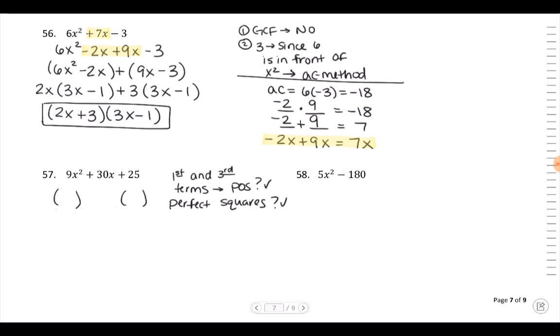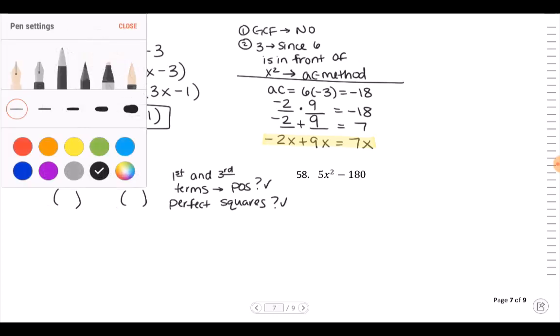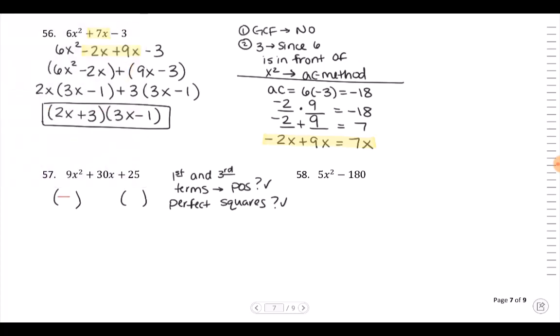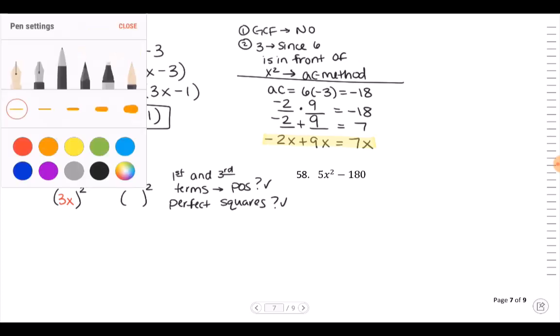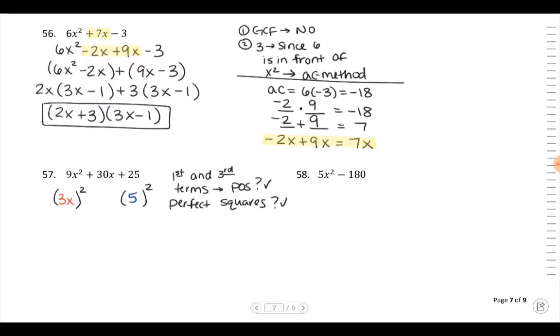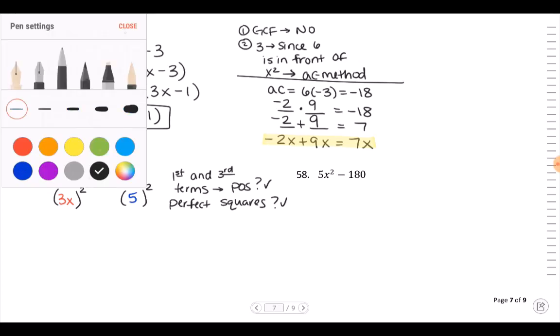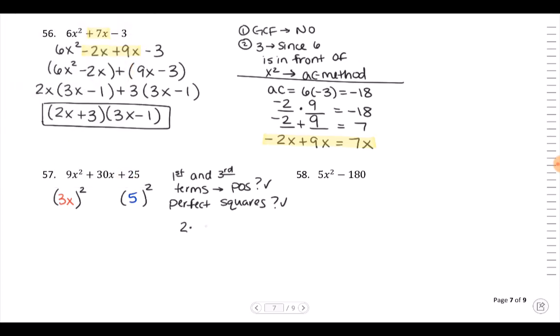So now the next question you have to ask yourself is, okay, so if this can be written as something like this, right? So what squared gives me 9x squared? Okay, you would say, well, 3x. And then what squared gives me 25? 5, right?